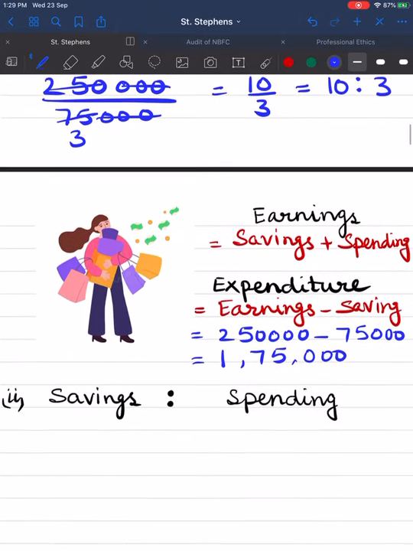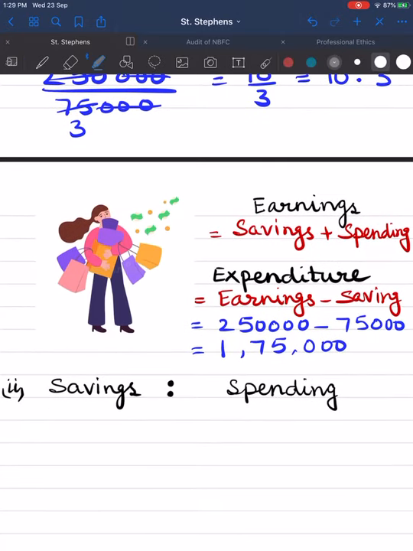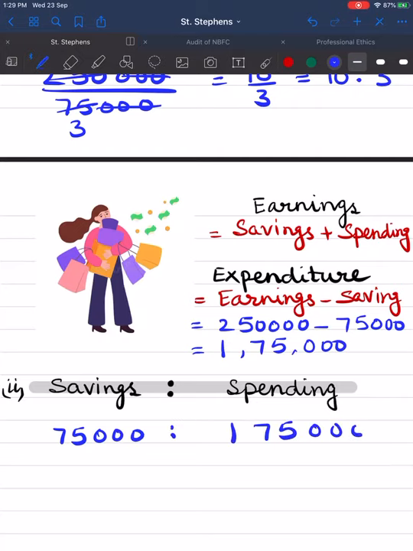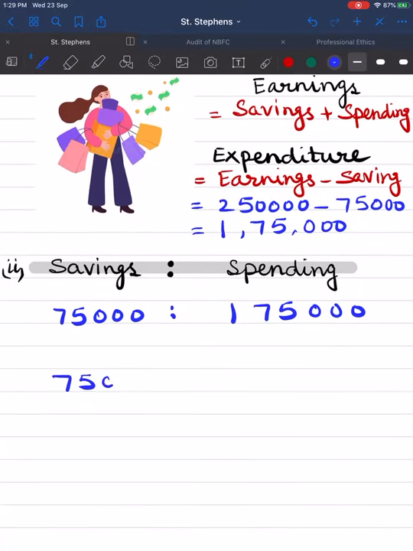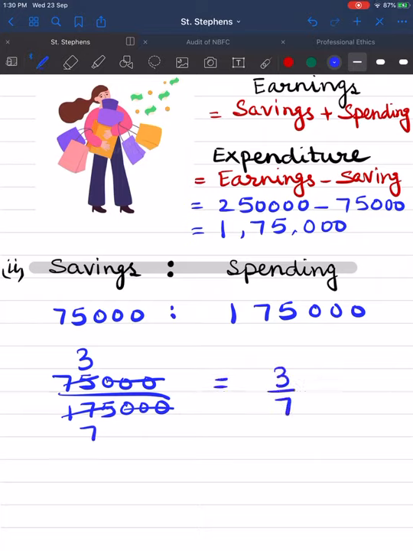Now let's find out ratio of savings to spending. So it is 75,000 is to 1,75,000. So writing it as a division, we get 75,000 upon 1,75,000. Cancelling 3 zeros with 3 zeros. Now 25 3s are 75 and 25 7s are 175. So we get 3 upon 7. So the ratio of savings to spending is 3:7.